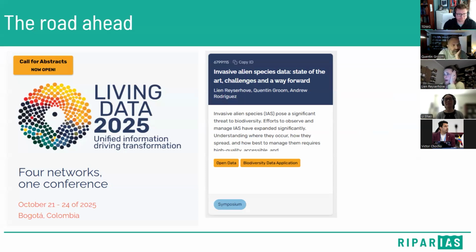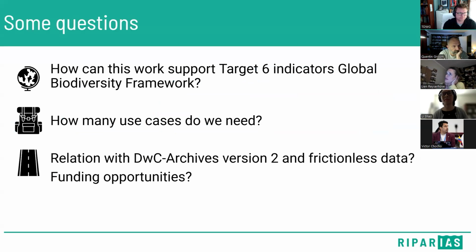I think one last thing to mention here is that we are also having a session in Bogota at Living Data 2025, where we are going to focus on these things and also present the work of this task group. There are lots of questions, but I just put some slides here. I think we really need to consider how this work can support the target 6 indicators for the Global Biodiversity Framework. More on the technical side, how many use cases do we need to really start doing some useful stuff?